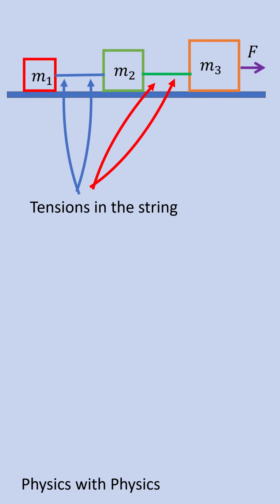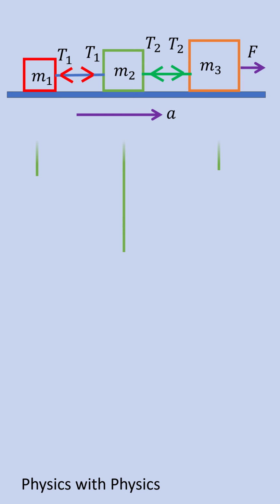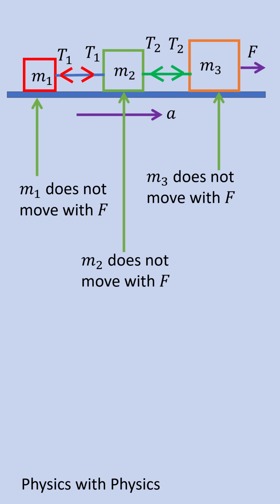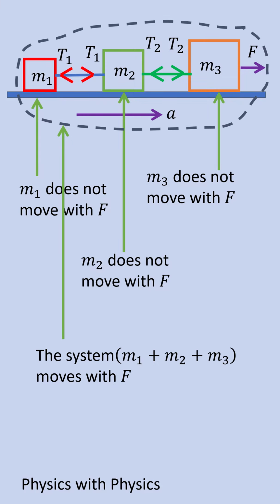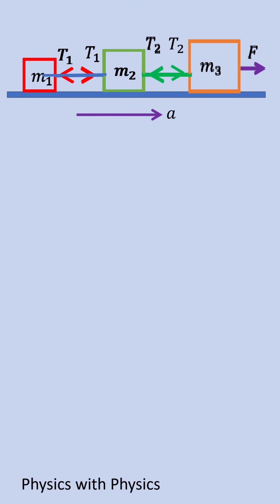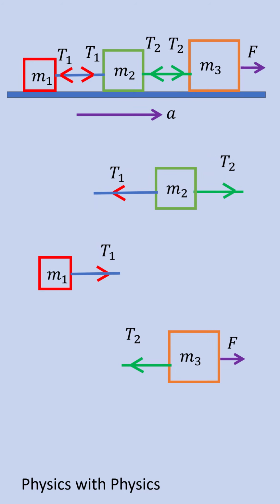Tensions in the string act away from the bodies. Neither m1 nor m2 nor m3 moves separately with force F. The system as a whole moves with force F, not a separate mass. The system m1 plus m2 plus m3 moves with force F. There is horizontal motion only, not vertical motion.